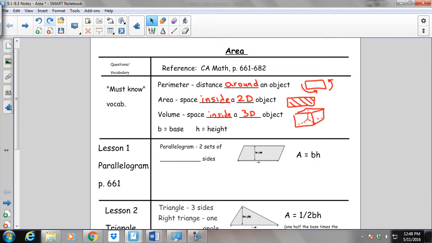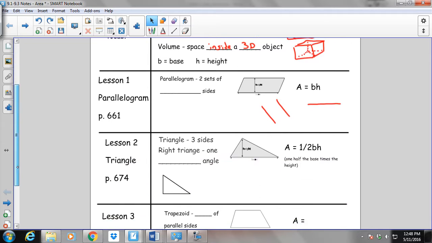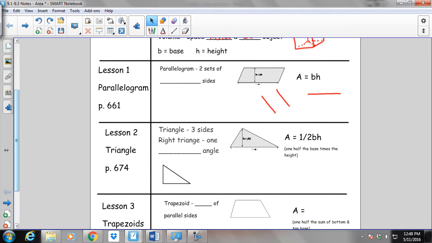All these formulas use B for base and H for height. So on to the first shape. And if you need more references, lesson 1, page 661 is where I got this. Parallelogram, just like the name implies, means you're going to have some parallel lines. In fact, you're going to have two sets of parallel lines. Remember, parallel, like I just showed those other lines up there, is like the railroad tracks. Two lines that go on forever and never going to touch.